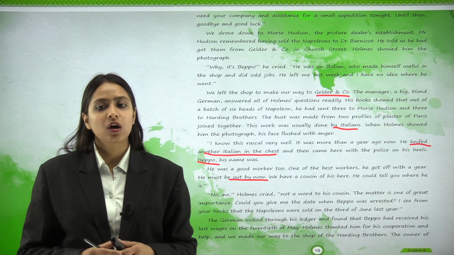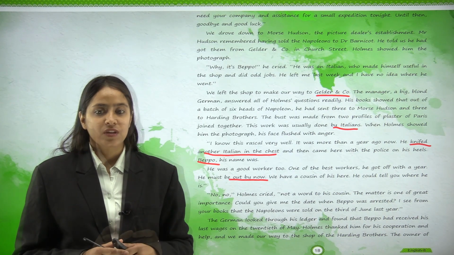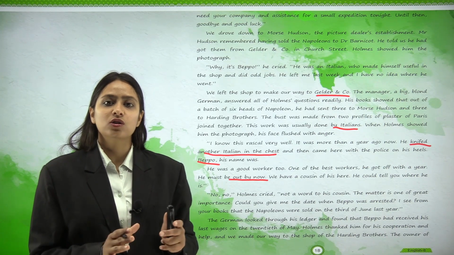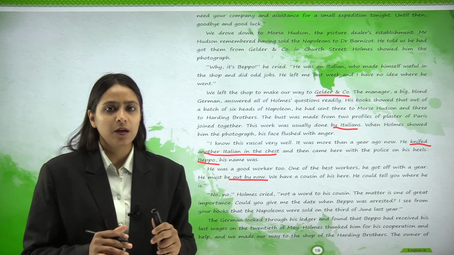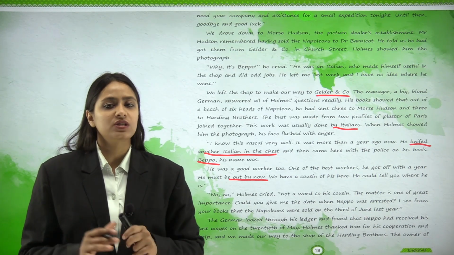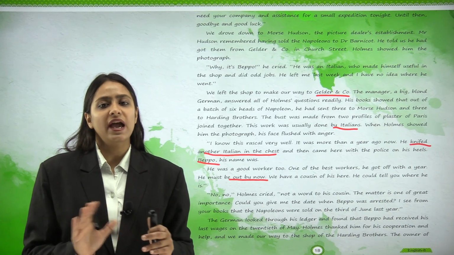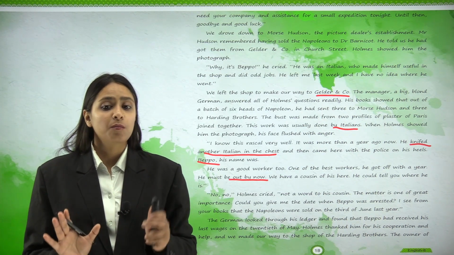"We have a cousin of his here. He could tell you where he is." "No," Holmes cried. So now Mr. Gelder is saying that we also have a cousin of his working with us, so should I tell him? Now Holmes is saying, no, please don't tell us. Not a word to his cousin. We don't want his cousin to know anything about the matter. The matter is of great importance.